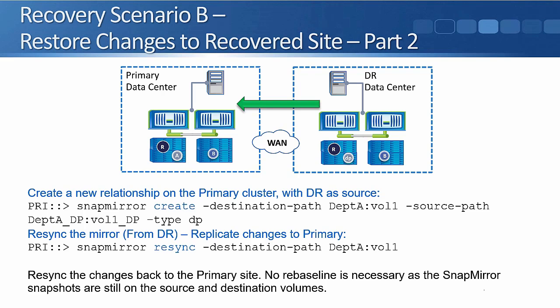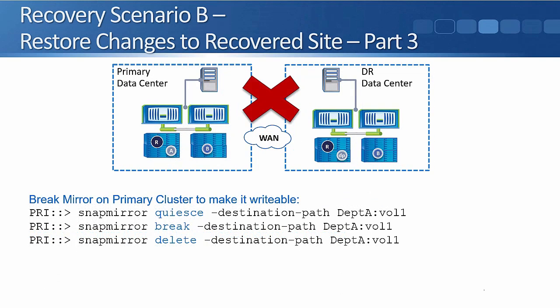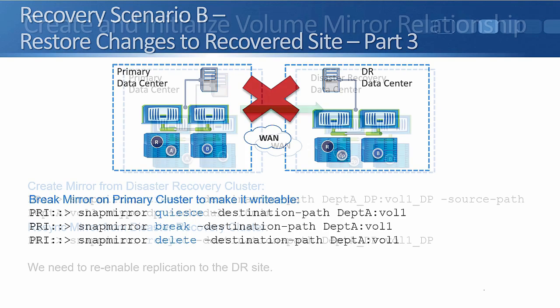When that is done, we've now got the current copy of the data in the primary data center, but our problem now is that the disaster recovery site is the writable copy and it is replicating to the primary site, which is read-only. We want it to be the other way around. We want the primary data center to be the writable copy again. So to do that, we need to break the SnapMirror relationship again. So again, on the primary data center, because it's currently the destination, we do a SnapMirror break and a SnapMirror delete.